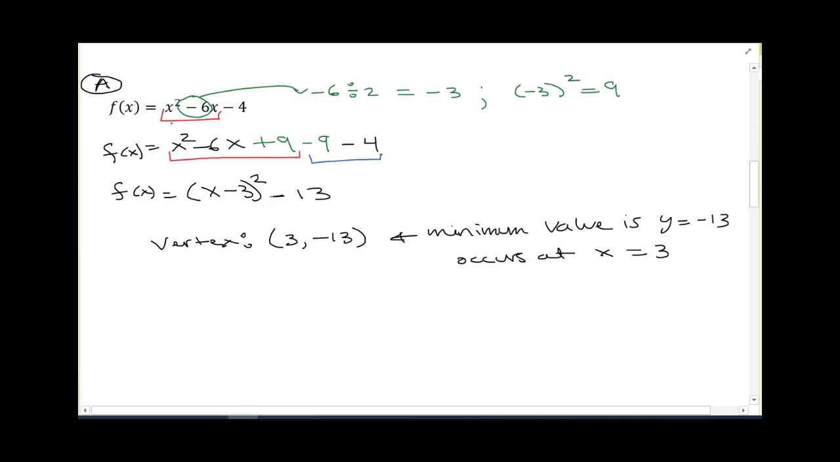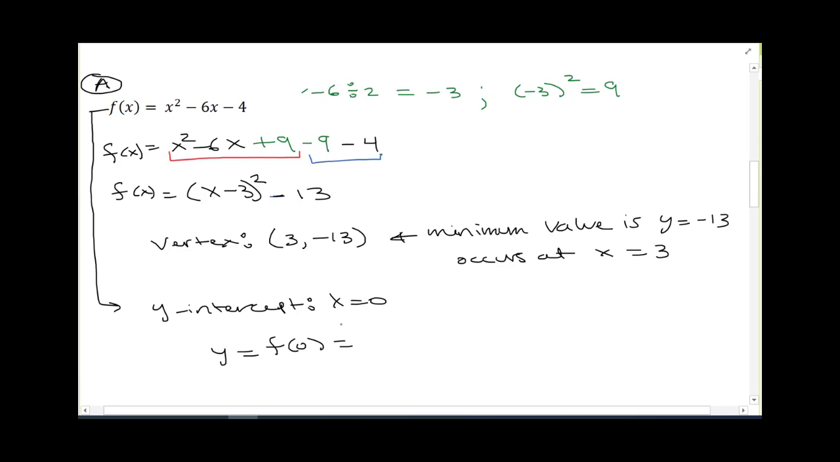Now, if I wanted to graph this, I have the vertex and I need 2 more points. The best thing to do, or at least what I find the best, is, when we have it in the standard form, find the y-intercept. The y-intercept is when x is equal to 0, right? So plug it in. So y is going to be f of 0, which is 0 squared minus 6 times 0 minus 4. So I'm just going to get -4.